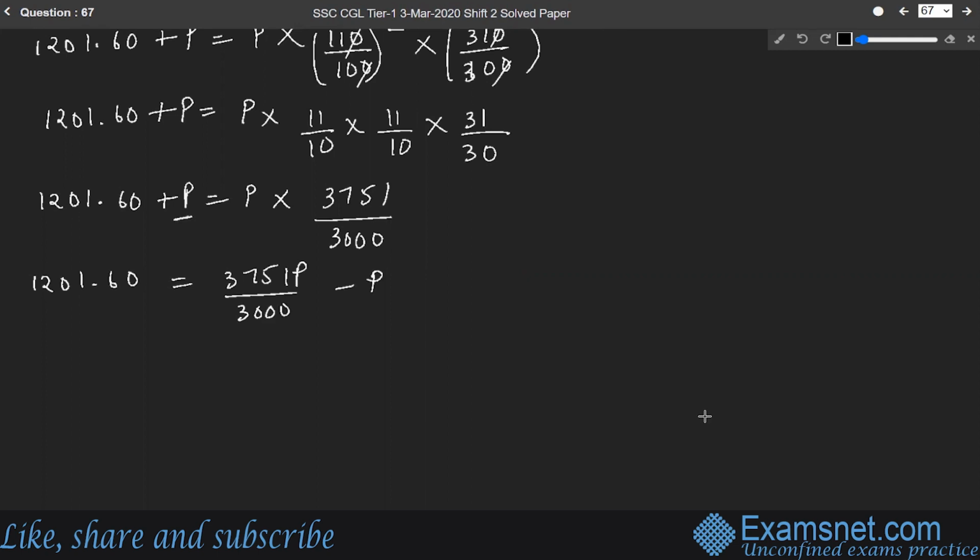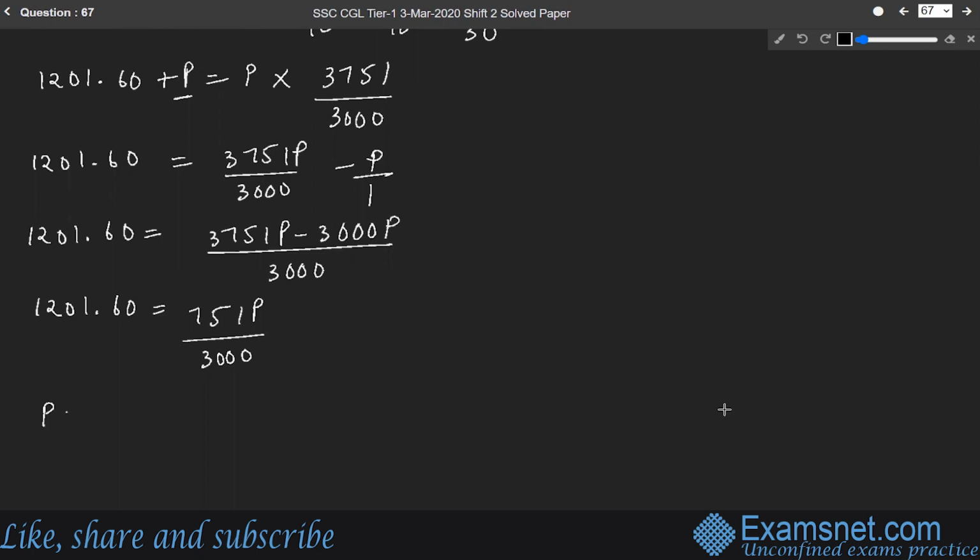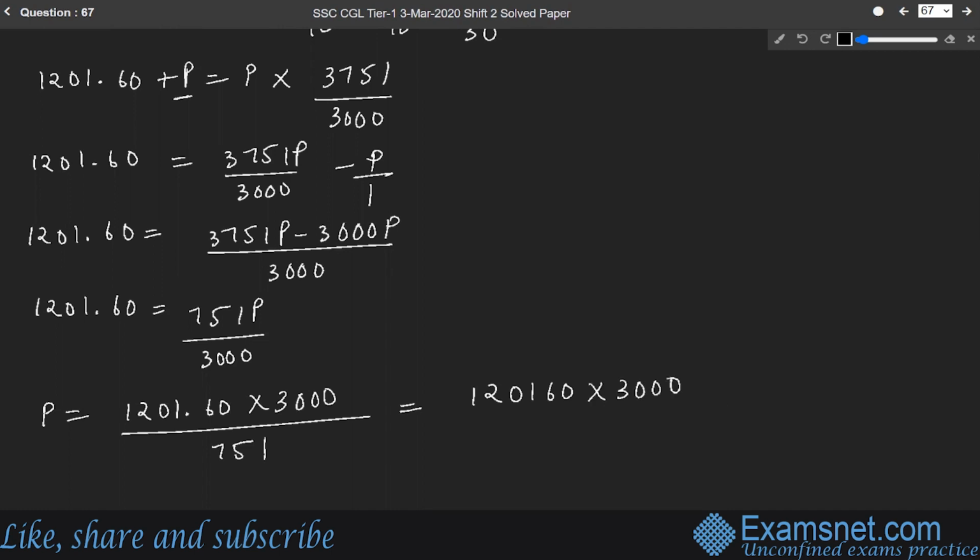We have taken this P to the right hand side because we want the value of P. So we have to take all the terms of P on one side, right? Now let us do one thing. Let us take the LCM here. So 1201.60 will be equal to, LCM will be 3000, and the numerator will be 3751P minus 3000 into P, which is 3000P. So 1201.60 will be equal to 3751P minus 3000P, which is 751P, and the denominator is 3000. All right. So from here, P will be equal to 1201.60 multiplied by 3000 divided by 751. This will be the value of P here, right? So it will be 120160 multiplied by 3000 divided by 75100. We have removed this decimal, all right?